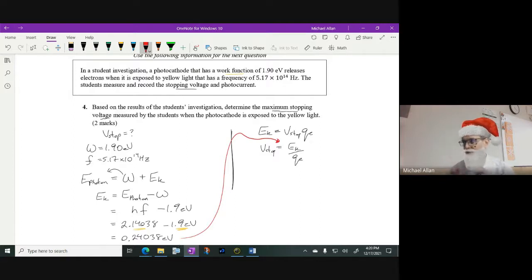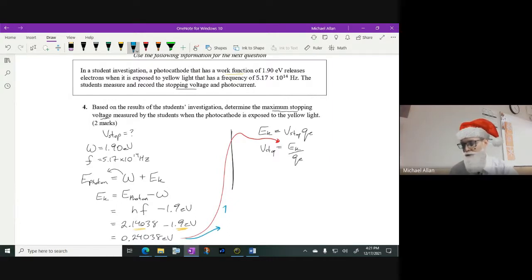Most of the formulas you're going to use, if they don't have an H in it to help you with the conversion between joules and electron volts, then you're going to have to use the joule version of the number. This electron volt is going to have to be converted first before I go too far. So I'm going to change this to joules.